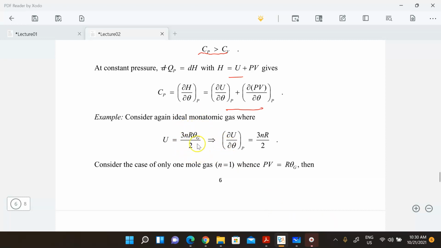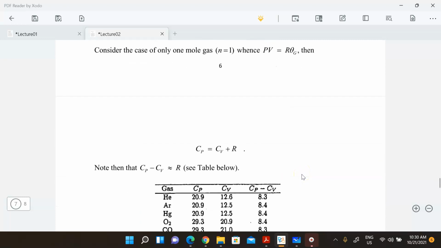So you take the derivative of u with respect to θ, you get this quantity, but you also have pV here that you need to take into account. pV is given in terms of, if it's n moles, then it will be nRθ. So you need to differentiate again with respect to θ. And what happens then is you'll find that your Cp and Cv are going to be related in this form. This is the case of 1 mole.